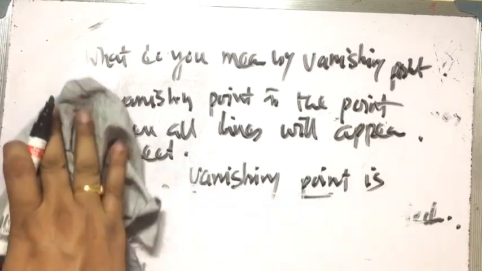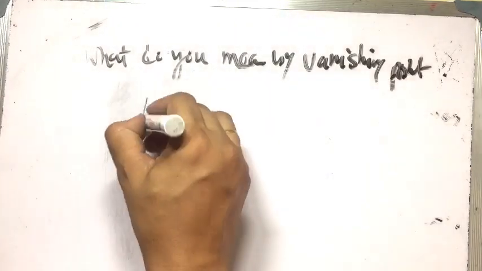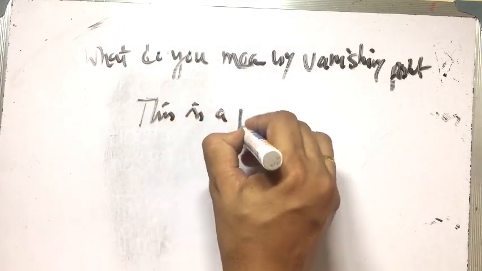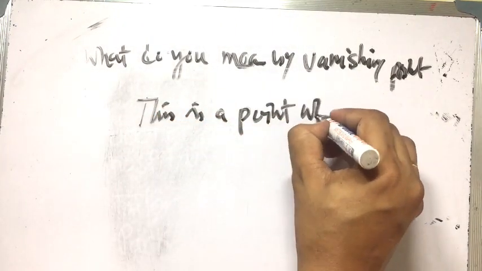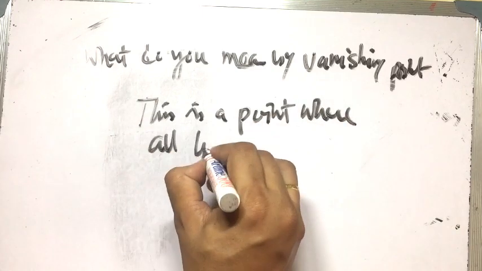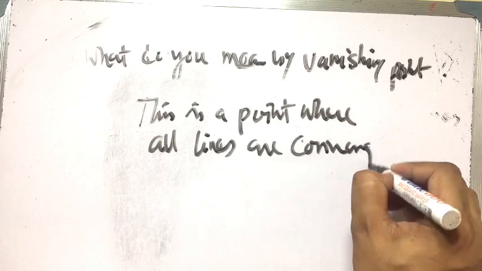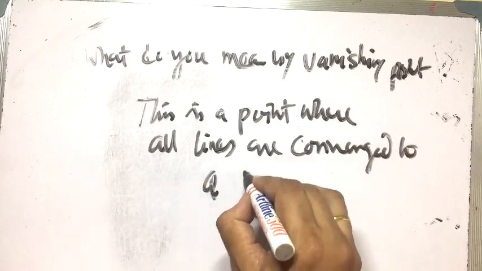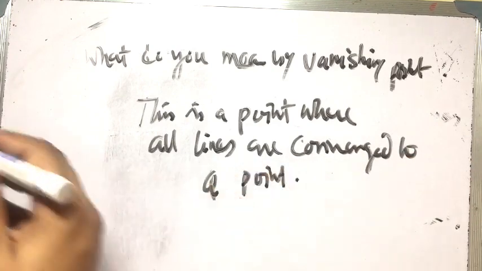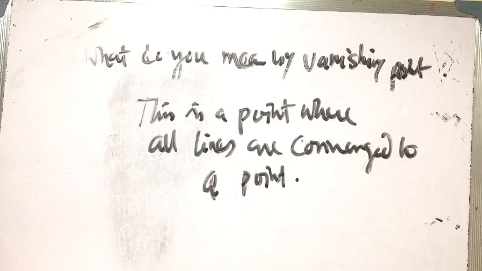This is a point where all lines, that is projection lines, are converged to a point. So this is the vanishing point. Vanishing point is the point where all lines are converged to a point.